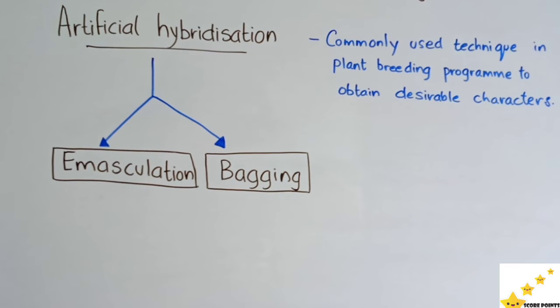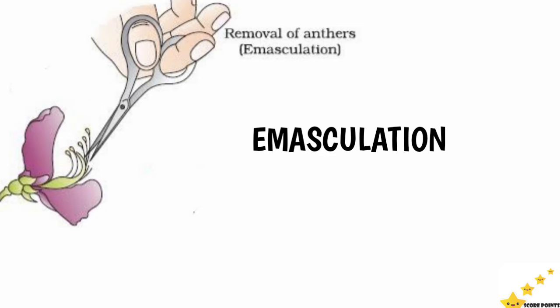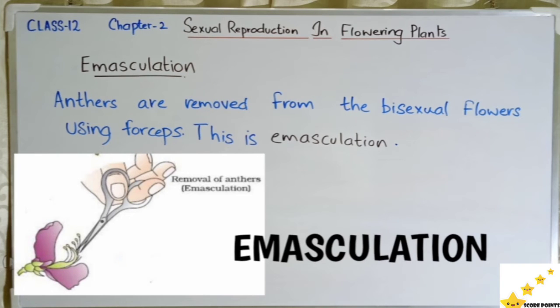Now let's learn about artificial hybridization. This is a commonly used technique in plant breeding programs to obtain desirable characters. Anthers are removed from the bisexual flowers using forceps, and this step is called emasculation, and it is done before the anther dehisces. The emasculated flower is then covered with a paper bag to prevent contamination from unwanted pollen, by the process called bagging.